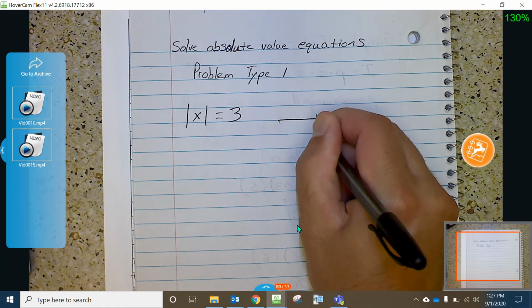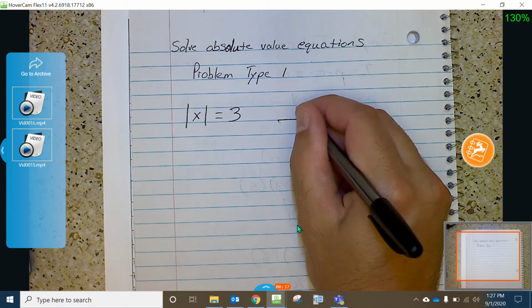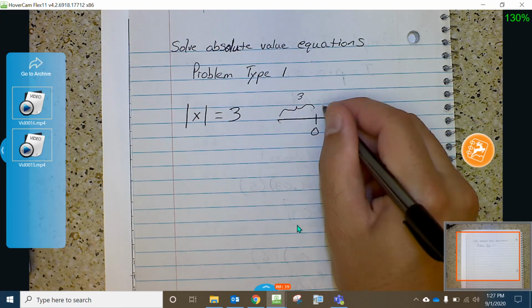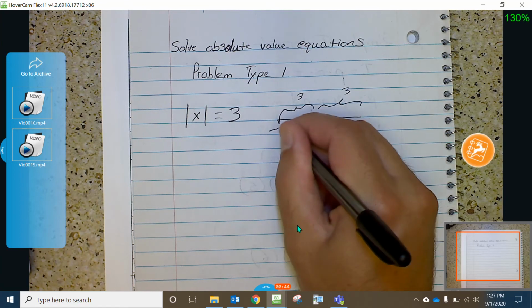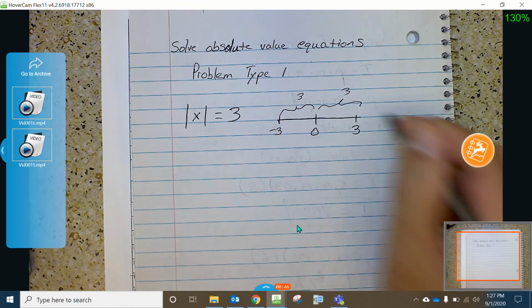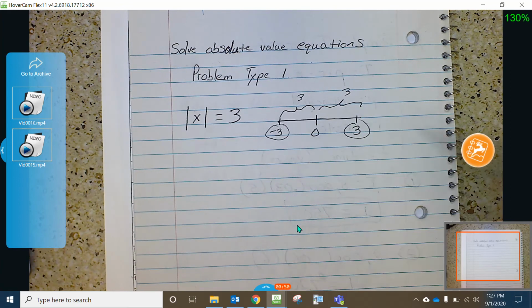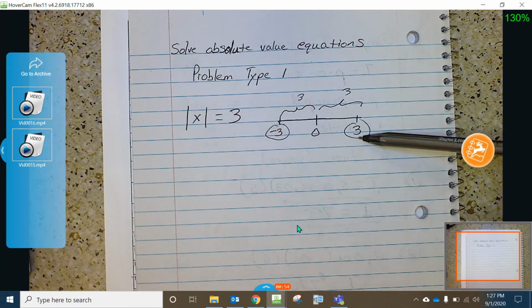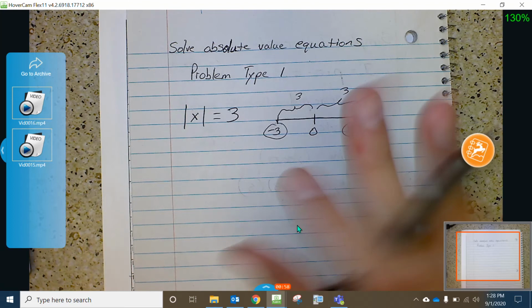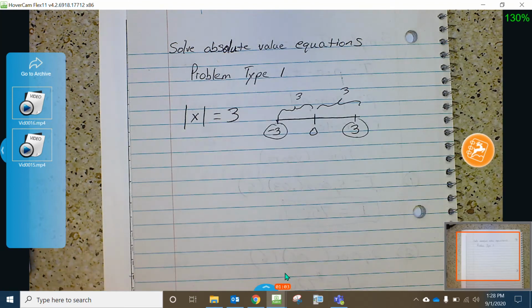So the middle here is 0. Like I said, it's not always 0. So the distance of 3 away and the distance of 3 away gives us -3 and +3. So those would be our two answers here. And the absolute value of -3 is +3. The absolute value of 3 is 3. Okay, so that's kind of the behind the scenes of what goes on with an absolute value equation.